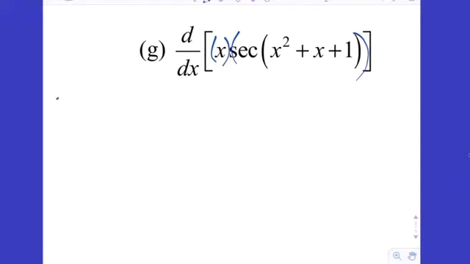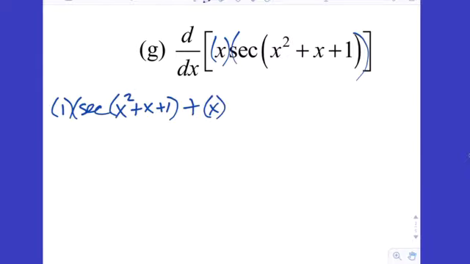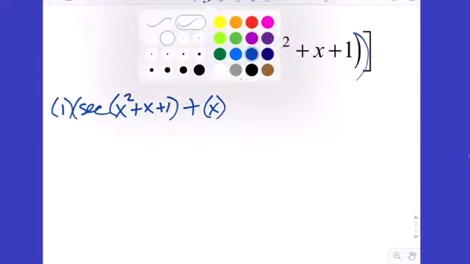The derivative of x is 1. Now you don't have to write 1 because it's the identity element of multiplication. I like to write it for inventory purposes. I know that I took the derivative and not just forgot to do something. Times the second goes along for the ride. Secant of x squared plus x plus 1. Okay, so there's the first one. And then plus, now x goes along for the ride, times the derivative of secant of blob.